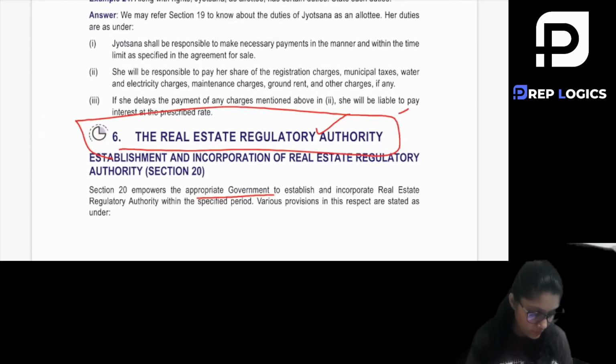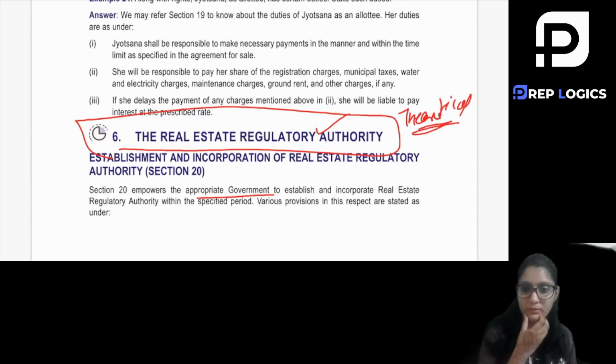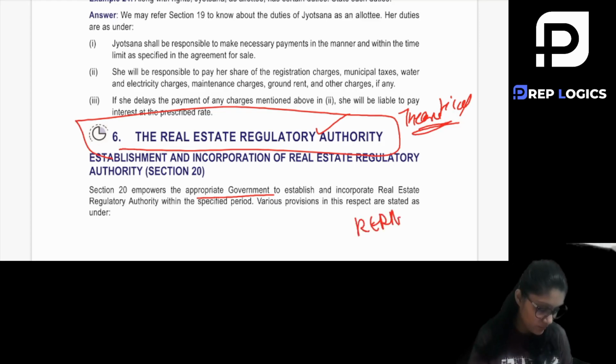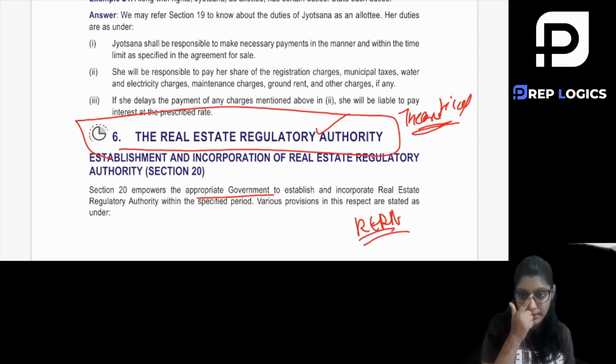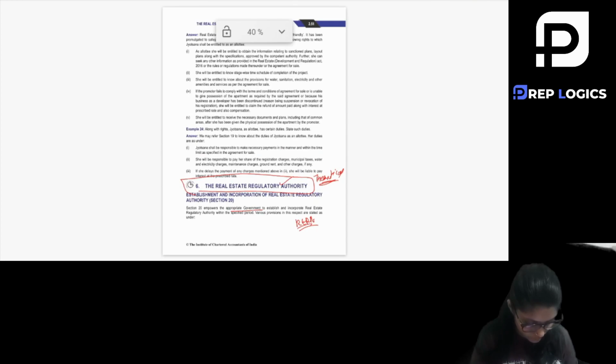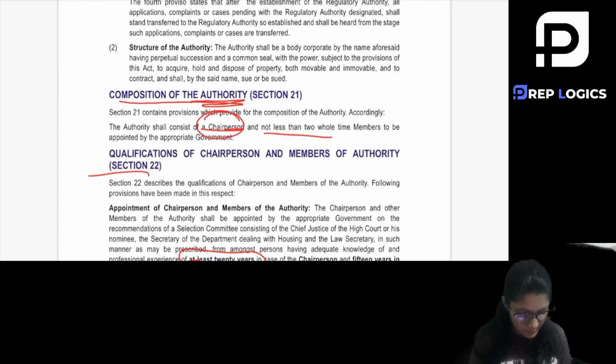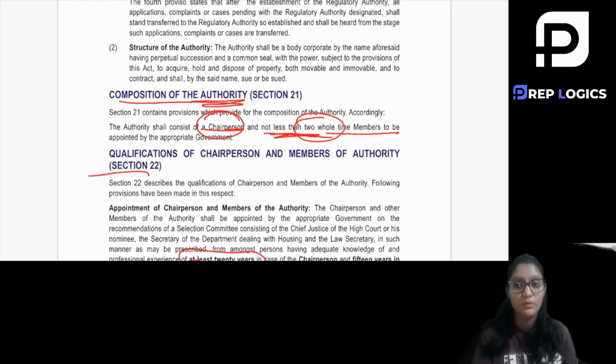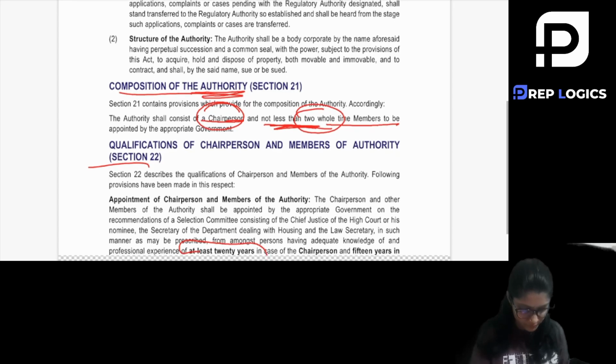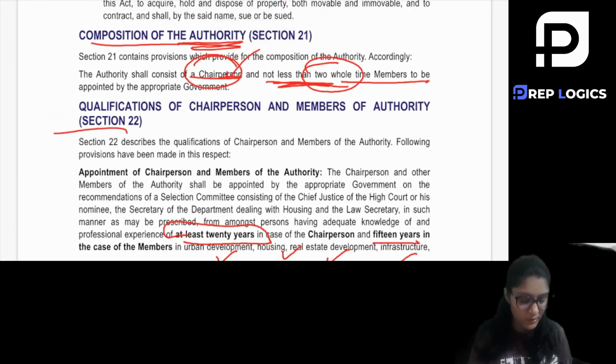Now, the real estate regulatory authority, this is a purely theoretical topic. In this, there is nothing much, only who the members are. Basically, it is talking about the RERA authority, that how the RERA authority will work. So the composition of the RERA authority: there will be one chairperson and not less than 2 whole-time members. Nothing here that I can explain to you, you can just read it and understand it, but I am going forward. So in the RERA authority, there will be one chairperson and at least 2 whole-time members.